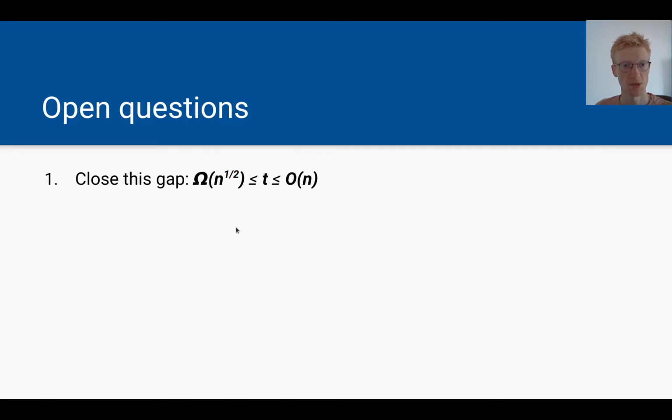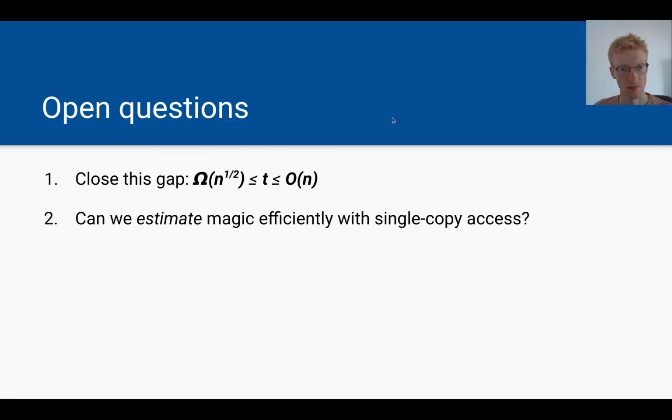Now, in terms of open questions, of course, the most immediate open question is to close this gap in the sample complexity. And then a little bit broader, it would also be nice to see if instead of just testing for magic, there was a way to estimate magic efficiently with single copy access. In the case of multi-copy access, there are some protocols already known for estimating magic, but not with single copy.